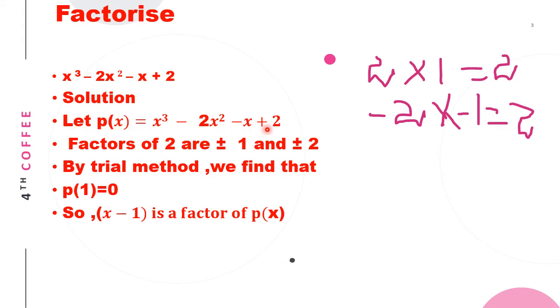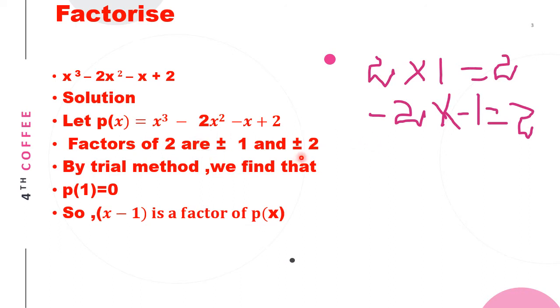Move to the last term which is the constant term 2. What are the factors of 2? Here they are 2 into 1 is 2 and minus 2 into minus 1 is also 2. So we got 4 factors plus and minus 1 and plus and minus 2 which we have penned down over here.